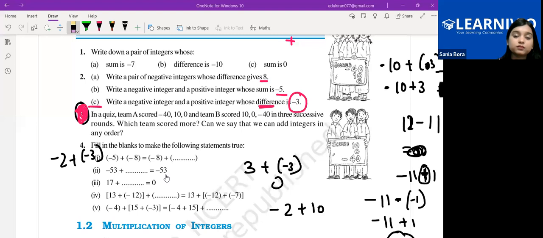Ma'am, we should also write a statement. Yes, everybody will write the statement. So what statement will you write? Team A scored this mark, this equals this after calculating, adding it. Team B scored this, adding it. Then the team that scored higher, you will compare it and you'll get the answer.